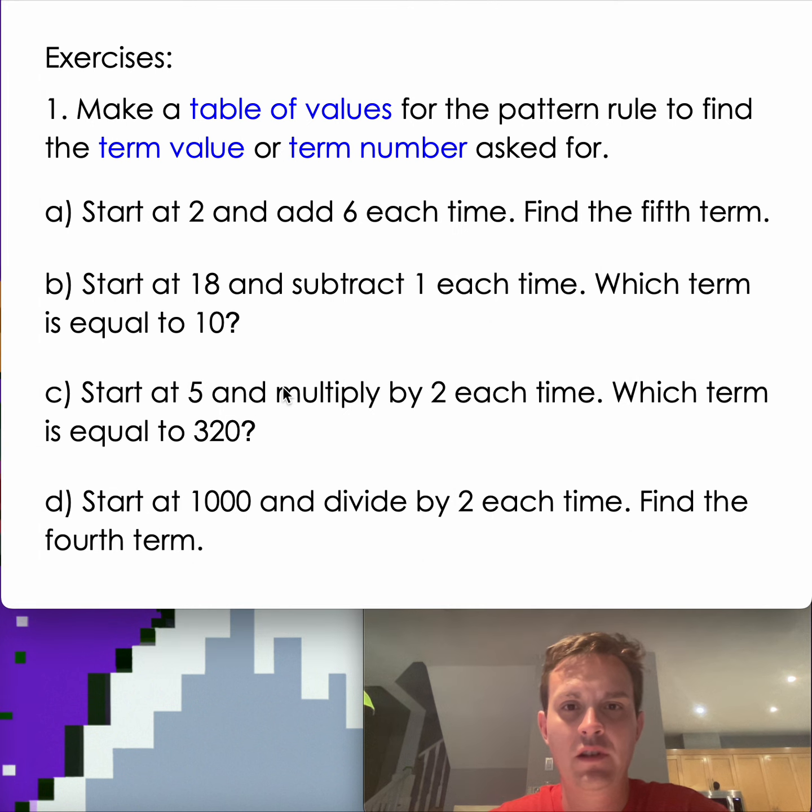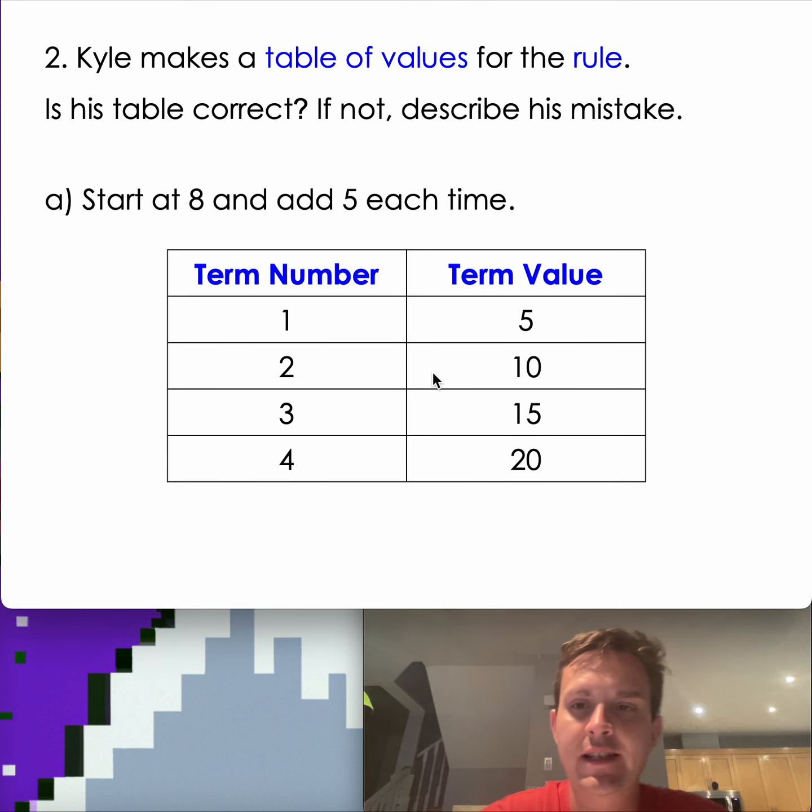Alrighty. Next exercise. Kyle makes a table of values for the rule. Is his table correct? If not, describe his mistake. A, start at 8 and add 5 each time. Is he correct? If so, great. If not, where did he make his mistake? Okay, the answer is no. He started with 5 instead of 8.